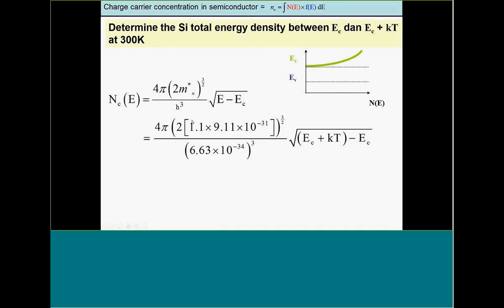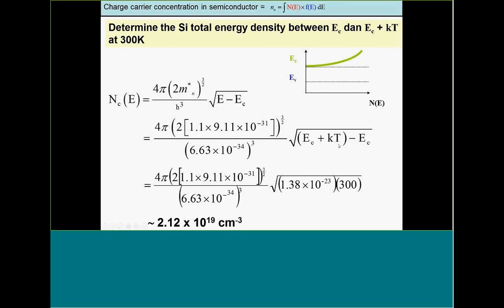You just have to add this numeral factor, then you are going to get this effective mass for the electron. And of course, the h, as I said, is Planck constant 6.63 times 10 to the power of negative 34. K is the Boltzmann constant, 1.38 times 10 to the power of negative 23. And your T, remember, it should be in Kelvin and not in degrees. So it's 300 Kelvin. So what are you going to get now, between EC and EC plus KT?